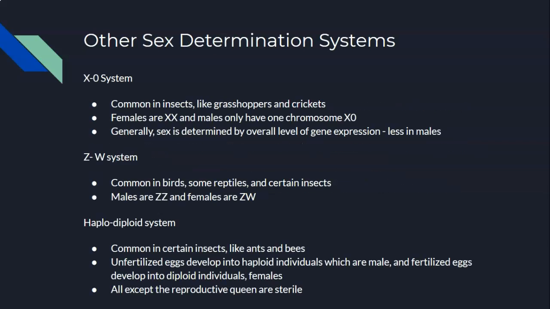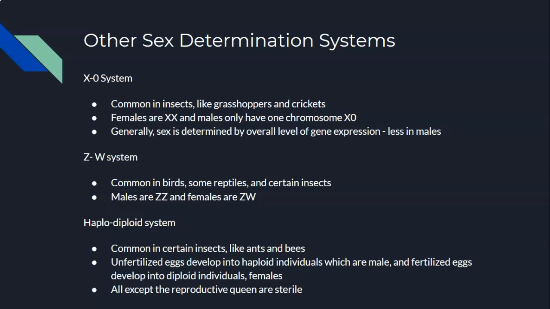Now that's our sex determination system, but there are others, so let's talk about a few. There's the XO system, found in insects like grasshoppers and crickets. Females are XX, and males only have one chromosome, the X0. Generally, sex is determined by the overall level of gene expression. The more gene expression you have, you're considered female. The less gene expression you have, you're considered male.